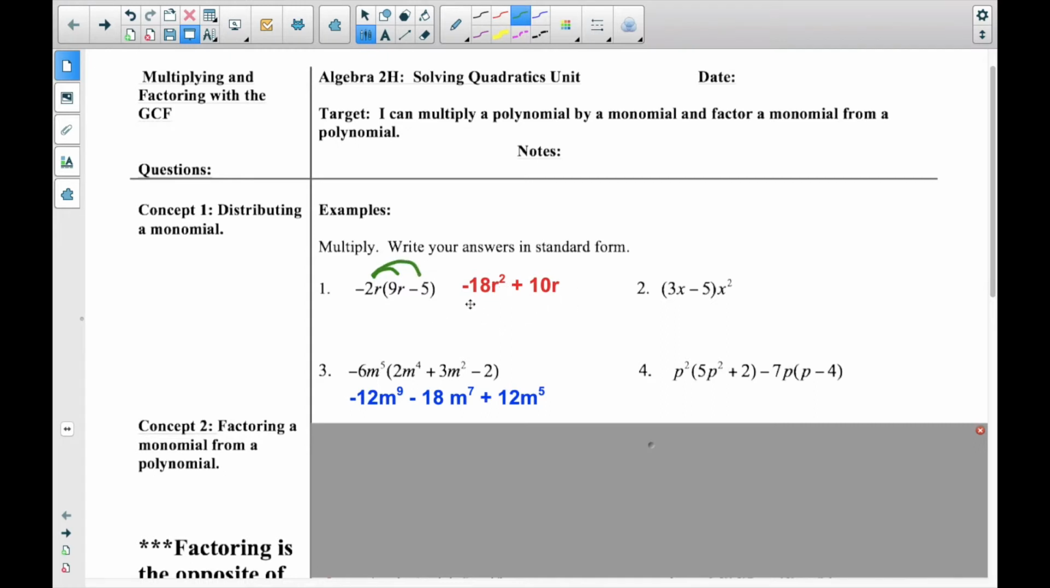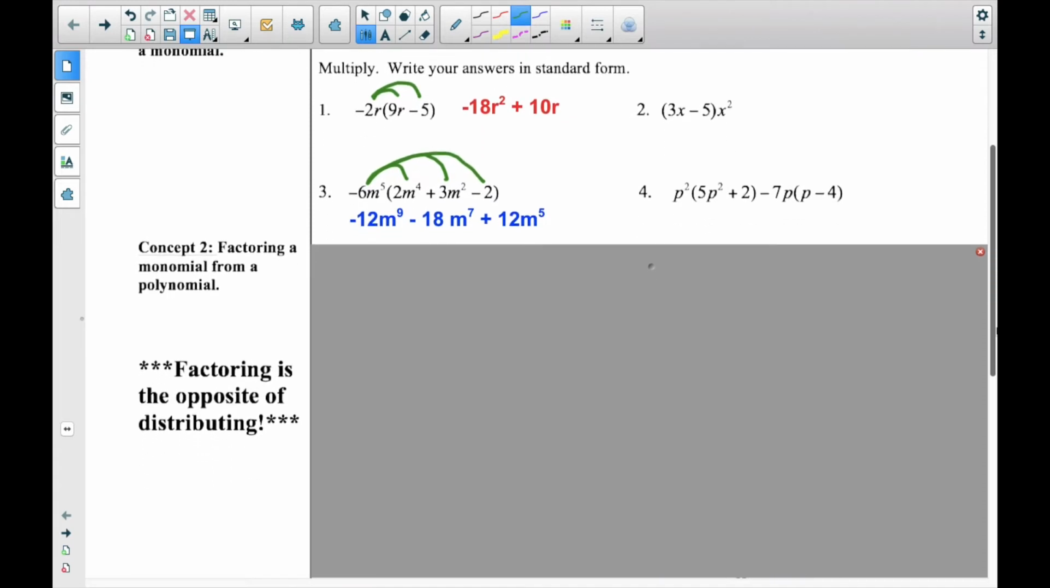about the exponents. If you distribute this, you're going to get negative 18r squared. Make sure that you know that r times r is r squared, and then a negative times a negative is obviously going to be a positive 10r. Same thing down here, we just have a little bit higher degree of the powers, and so 5 plus 4 is 9, and 5 plus 2 is 7, and then this one is just going to be a positive 12m to the fifth. So make sure you understand how to distribute and also how to deal with those exponents.